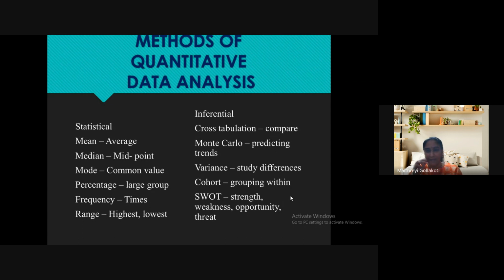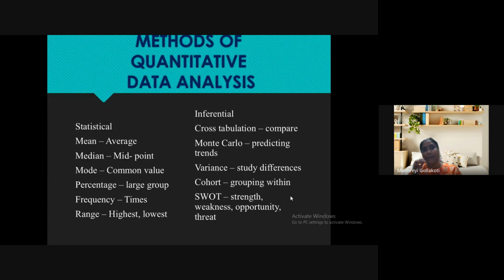I think I have made myself clear. Mean means the average of the whole data. Median means the middle point of the data. Range is the highest and the lowest. Mode is the most common value found in the entire data. Percentage is for every 100 how many people have favored or not favored something. Frequency is the number of times the product has been bought or the number of times something has happened. That is the frequency. Okay.